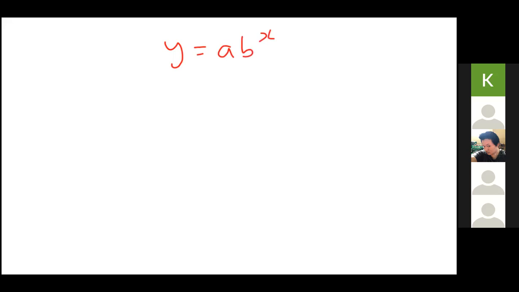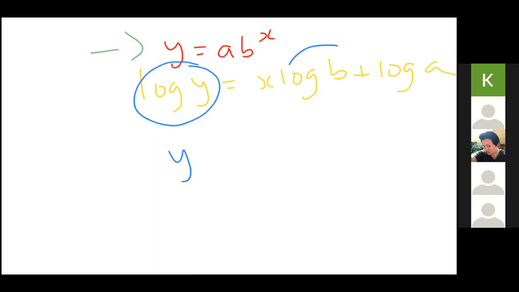B to the power of x. This in linear form is this, right? Log of y is equal to x log b plus log of a. We said when given this form, this is the linear form, right? The linear form is in yellow. And this is y, that's y. M. We said x is x, and this is c, right? Okay. That's what we said before.